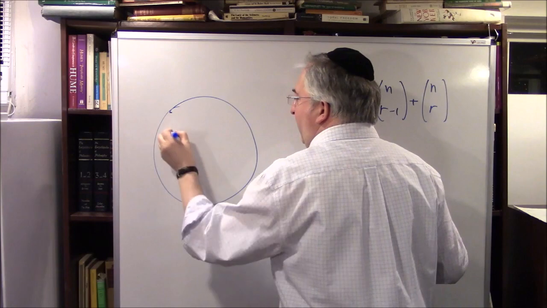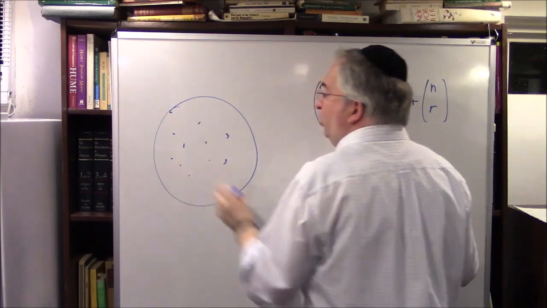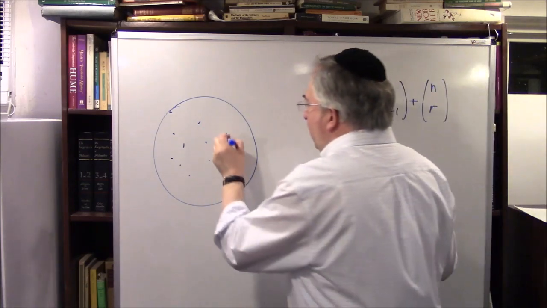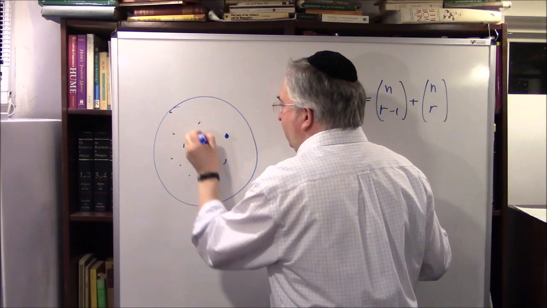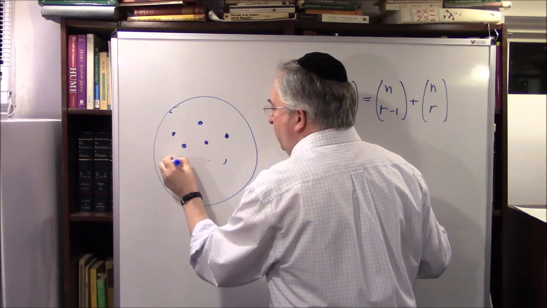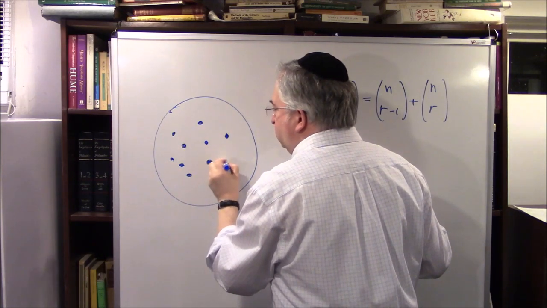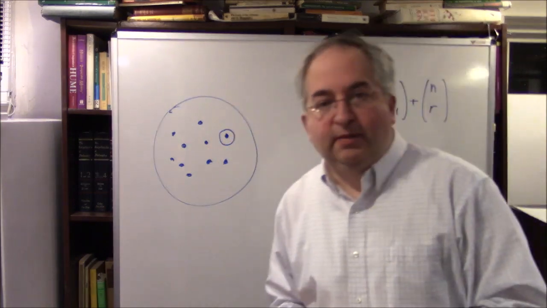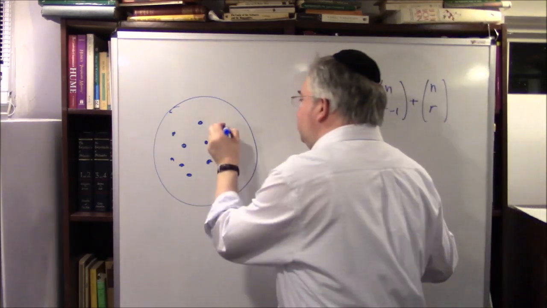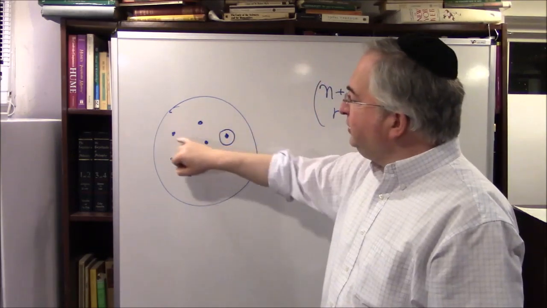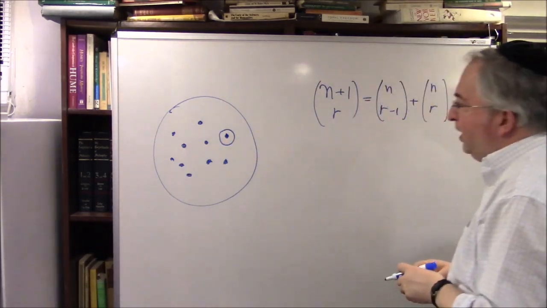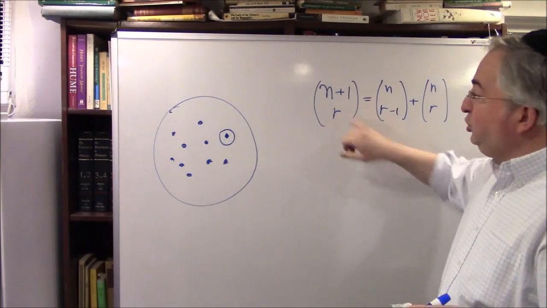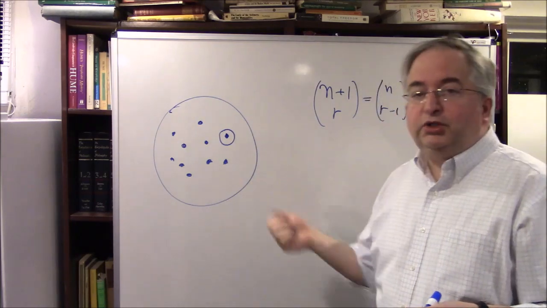You ready? I have, in this urn, n plus 1 things. I have n plus 1 different balls in my urn. I'm going to call this guy the n plus 1th element. He's my n plus 1th element. So he's maybe my first, second, third, fourth. Great. Question. I have n plus 1 balls in my urn. I want to choose r of them. How do I choose r of them?